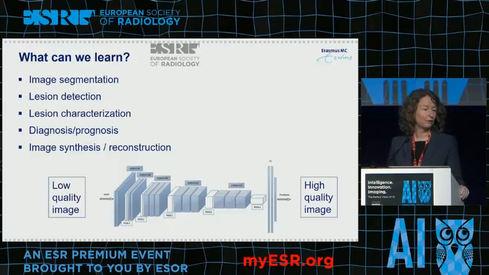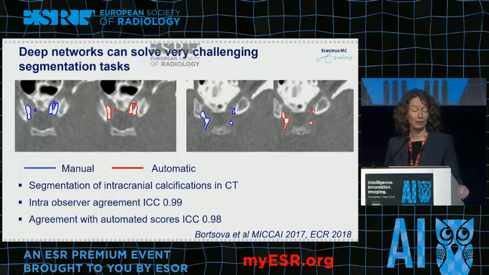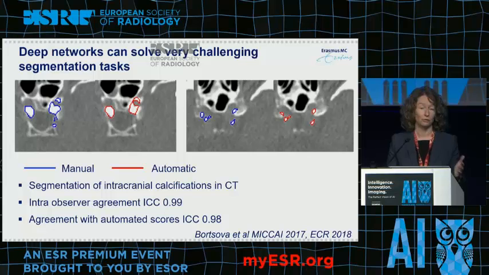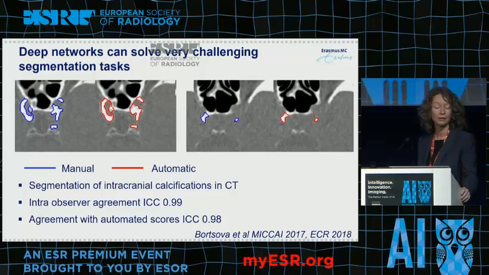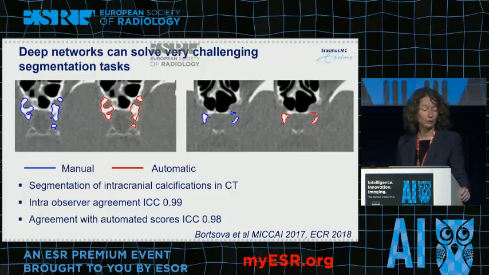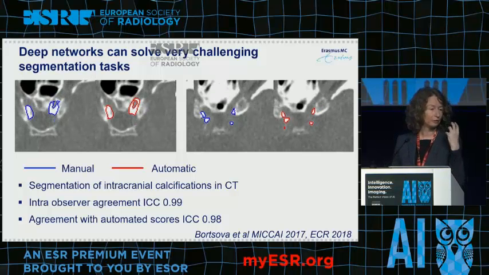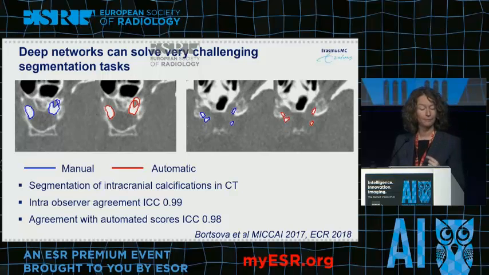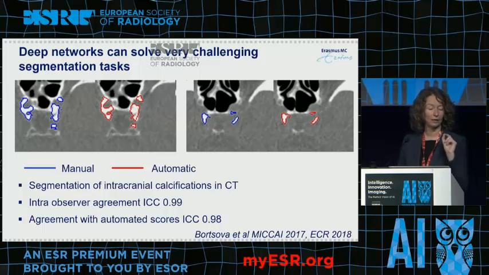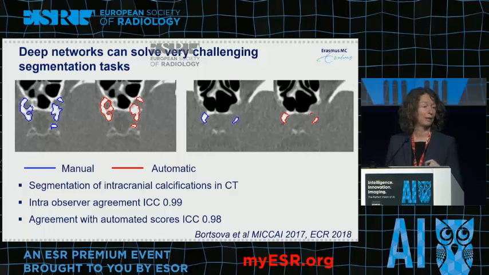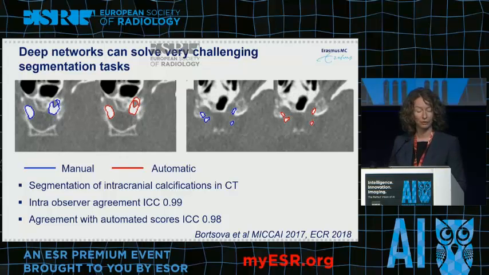So this is a very versatile learning system. And we have seen that deep networks can solve very challenging image analysis tasks, very challenging segmentation tasks. So here's just one example. What you see here are intracranial calcifications, so on head CT. We're looking in the area around the intracranial carotid siphon. And what you see here are in blue manual annotations and in red automated annotations made by a deep learning system. This is work by one of my PhD students in my group, Gerda Bortsova.